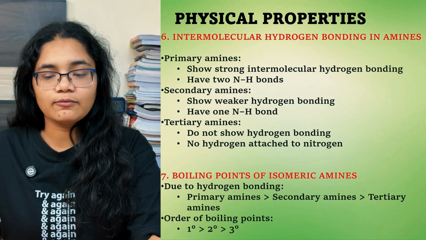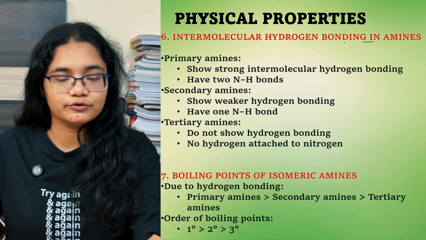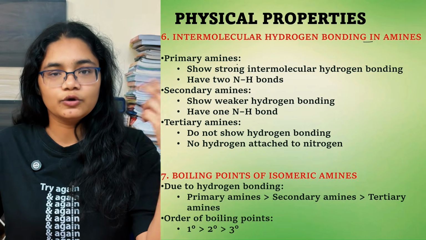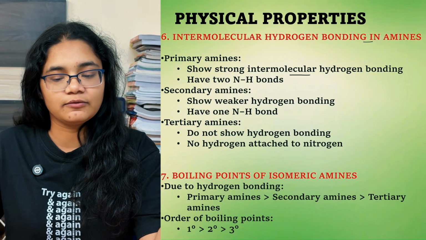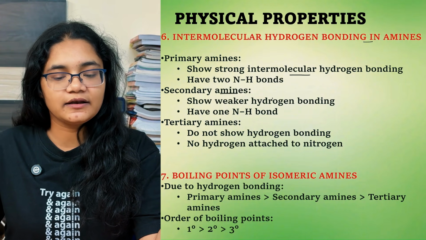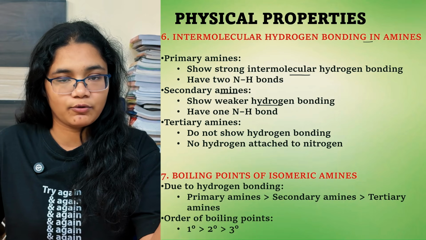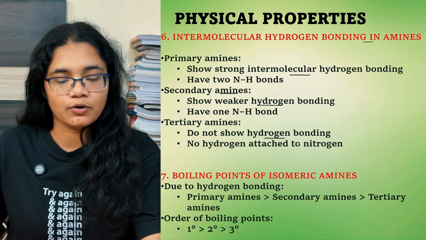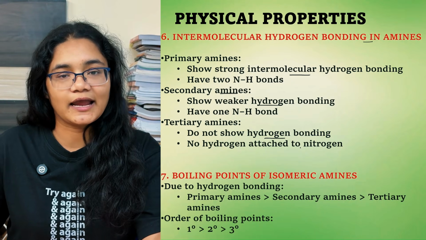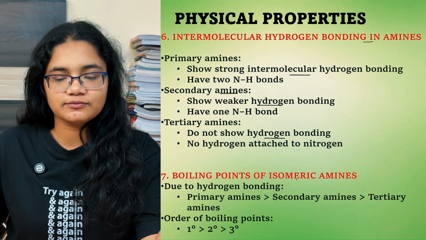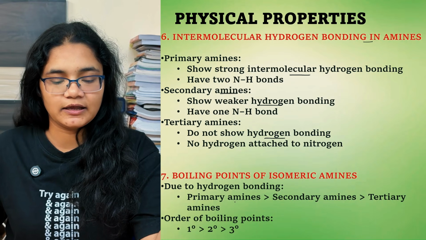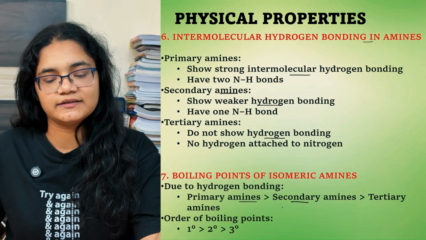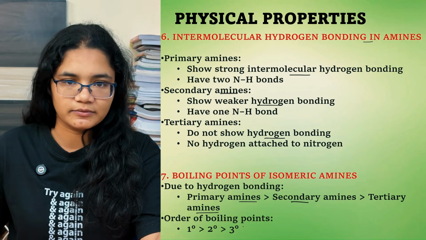Next is intermolecular hydrogen bonding in amines. If you check, primary amines have two hydrogens, so they show maximum intermolecular hydrogen bonding. Then secondary amines show weaker hydrogen bonding than primary amines, and tertiary amines do not show hydrogen bonding at all, because they do not have any hydrogen attached to nitrogen. So that is why the boiling point is affected here. Primary amines have higher boiling point, then secondary amines, and then tertiary amines.